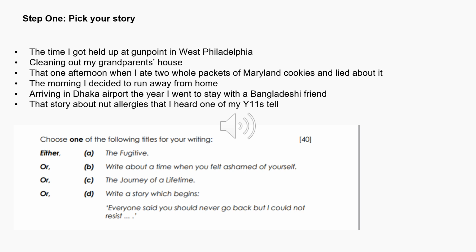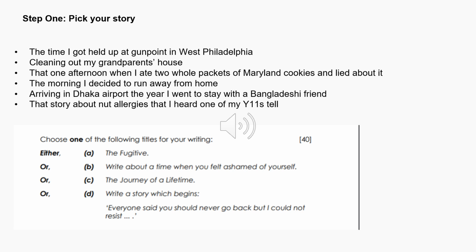This one, The Fugitive, one thing the examiners particularly love, they love it when you take a very serious sounding title and write a very arch, amused version of it. So here I would write a very serious version about the one afternoon when I ate 2 whole packets of Maryland cookies. By the way, you pronounce that Maryland, not Maryland, children. And lied about it. It was possibly the worst afternoon of my childhood life. I ate these cookies while my parents were out, and then when they came in, they were like, let us have a cookie. And there were no cookies, children.